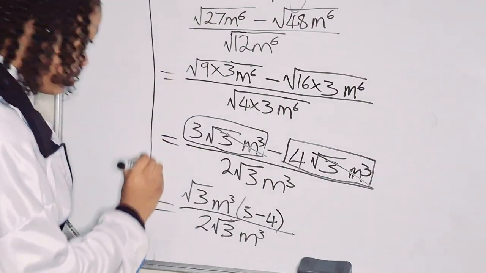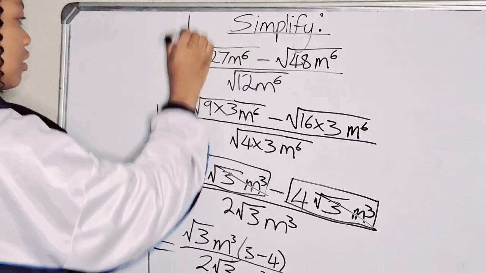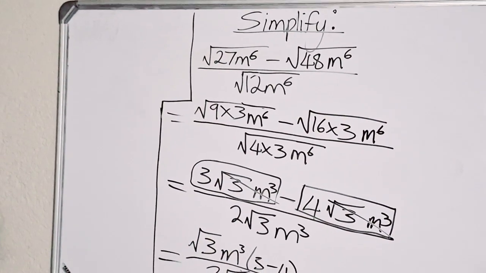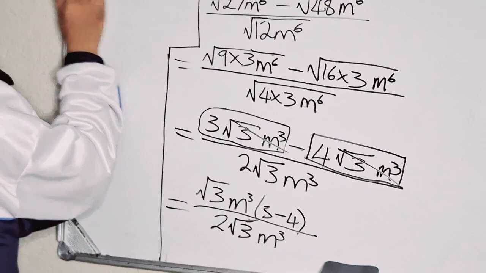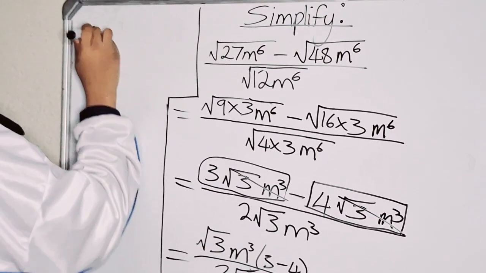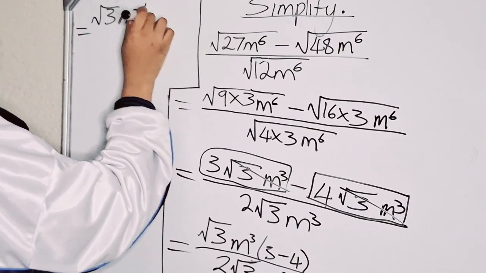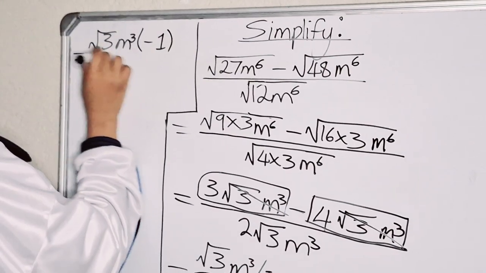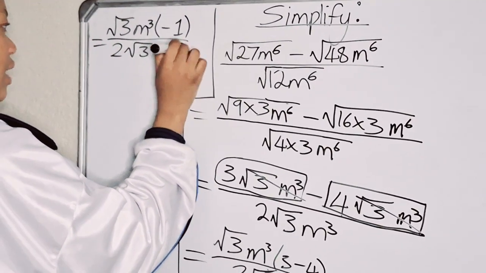Then the next step, I'll just continue here. Okay. The next step, so 3 minus 4 is negative 1 again. So we don't want to is equal to square root of 3 m to the power of 3. Then 3 minus 4 we say is negative 1. Then we want negative 1. Then come off as another 2 square root of 3 m to the power of 3.